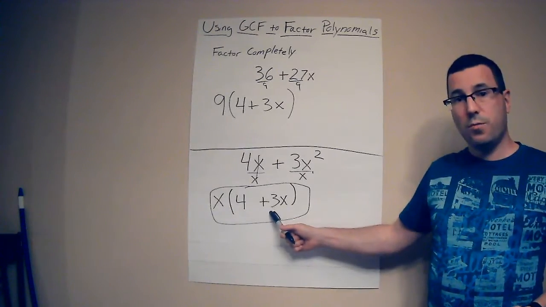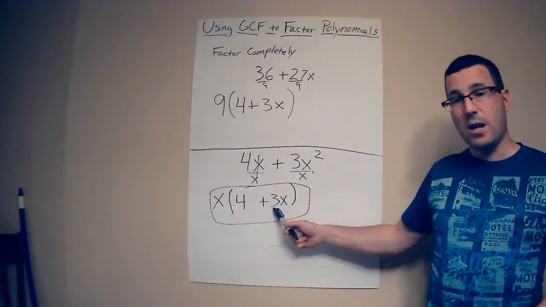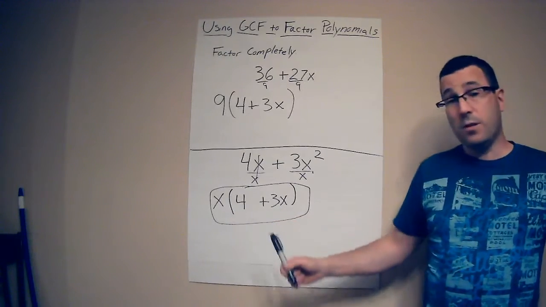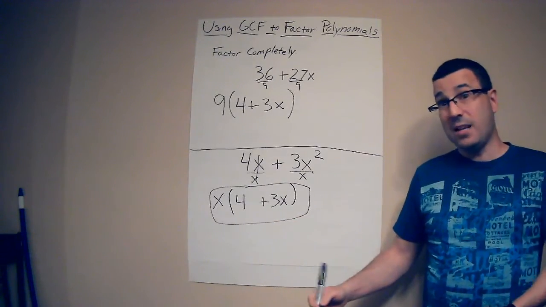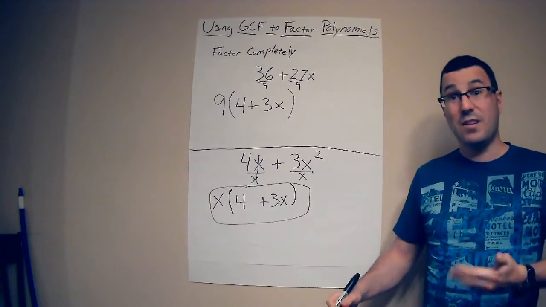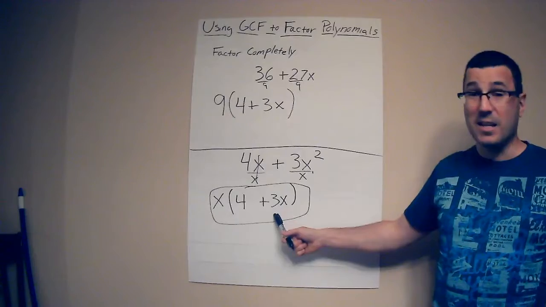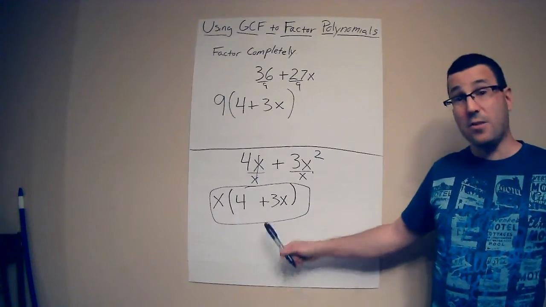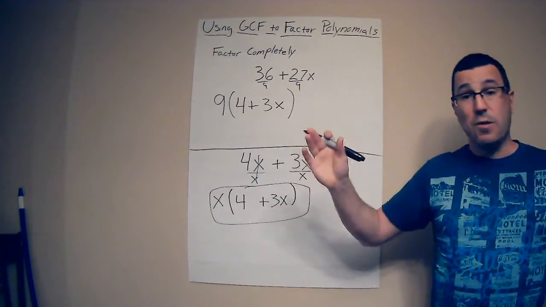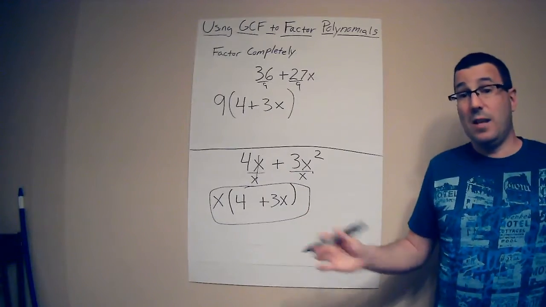4 plus 3x. So 4 plus 3 times 2 is 6. 4 plus 6 is 10. 7x, well, if x is 2, 7 times 2 is 14. Doesn't work out. That's all I can do. This is factored completely. Anything I could have combined is already combined, and I'm done.